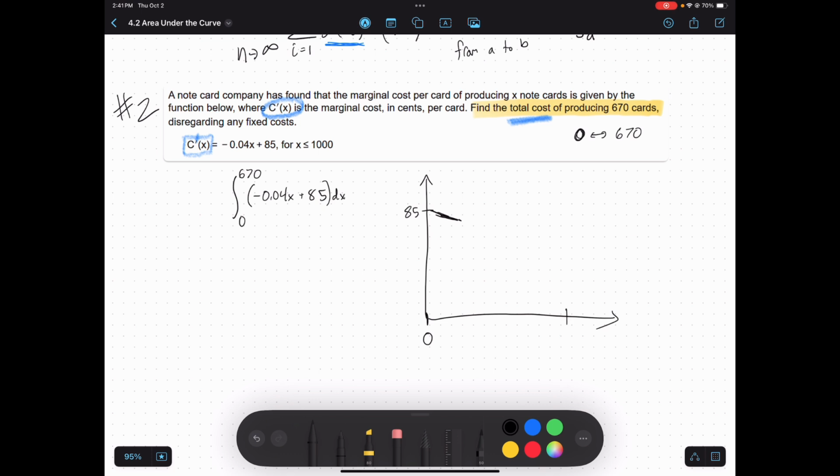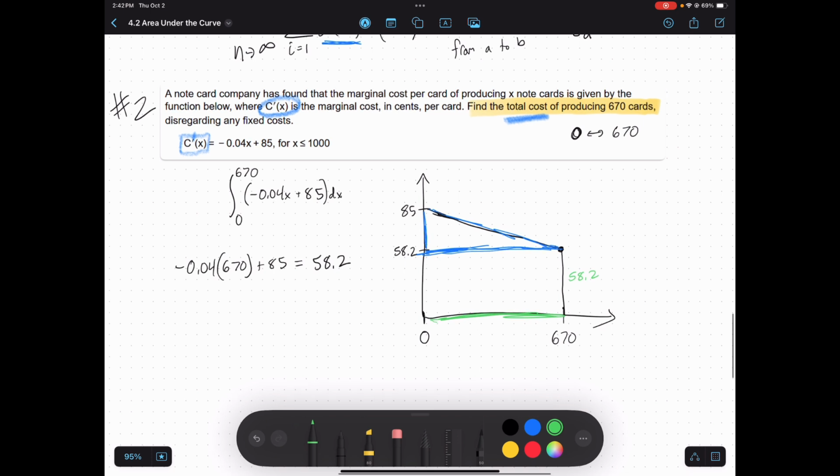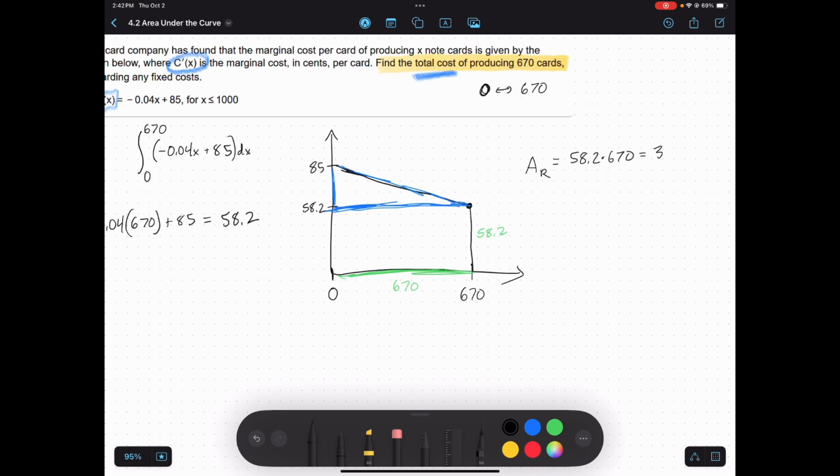So the only other thing I need to know is what does it end up at once it hits 670? Once again, you can just plug that into your function and you should get 58.2. So that represents how high this function is by the time it reaches 670. Well, notice that creates two different shapes. It creates a rectangle and it creates a triangle. And I can find the area of both of those shapes. The rectangle's easier. The rectangle is just 58.2 times, what's this distance? It's just 670 minus 0, so it's just 670. So the area of the rectangle is just 58.2 times 670, which is equal to 38,994.